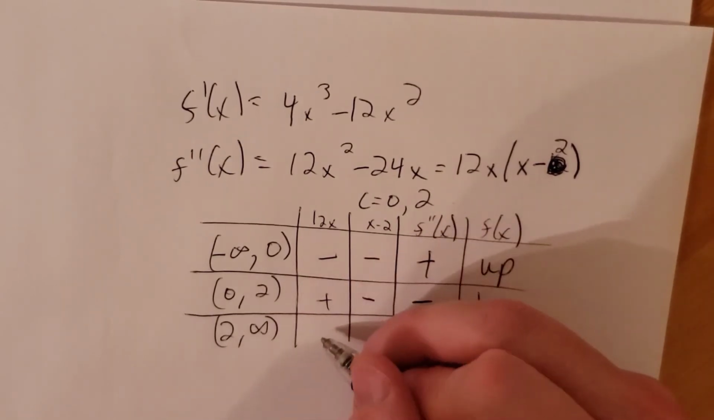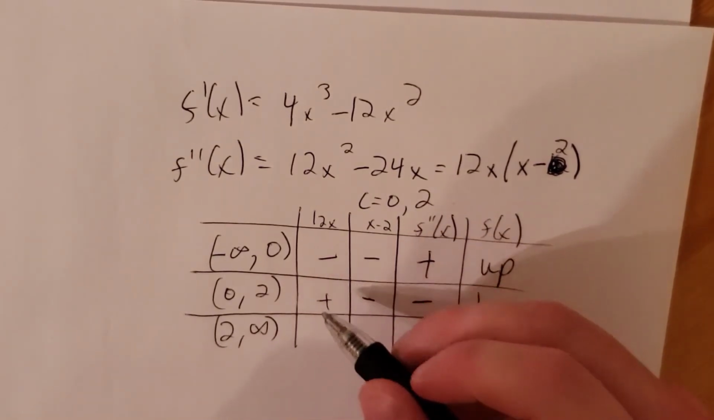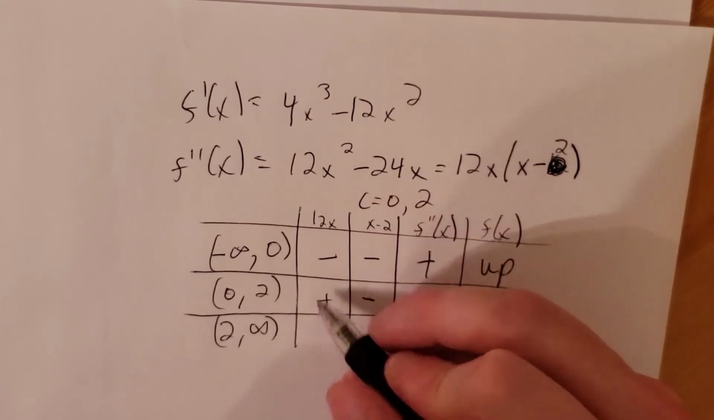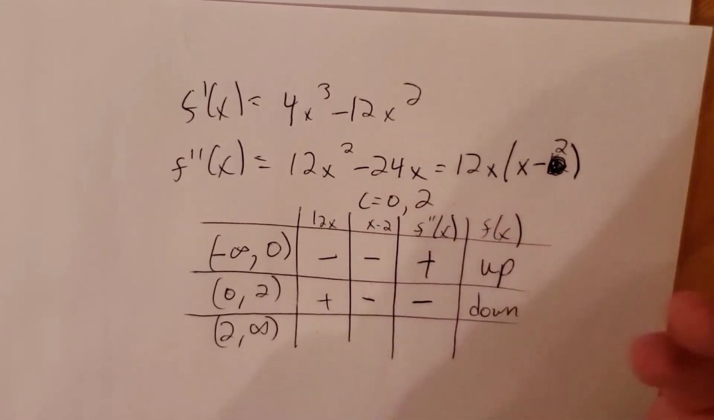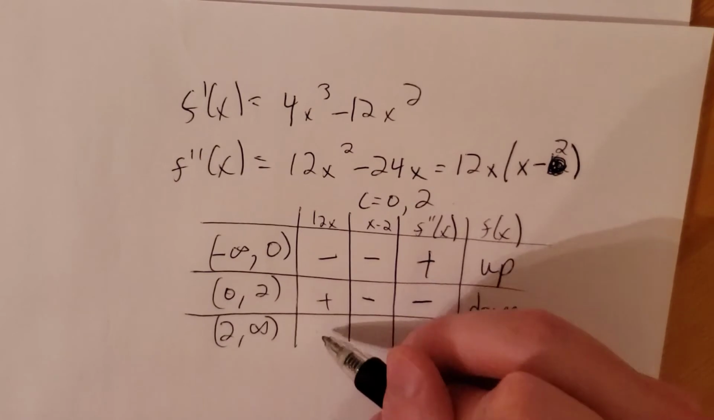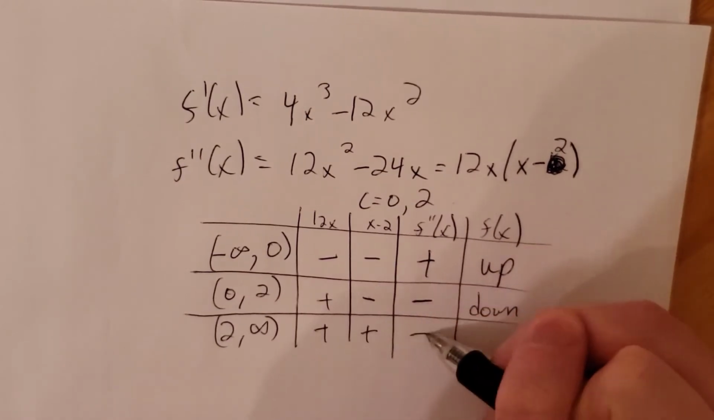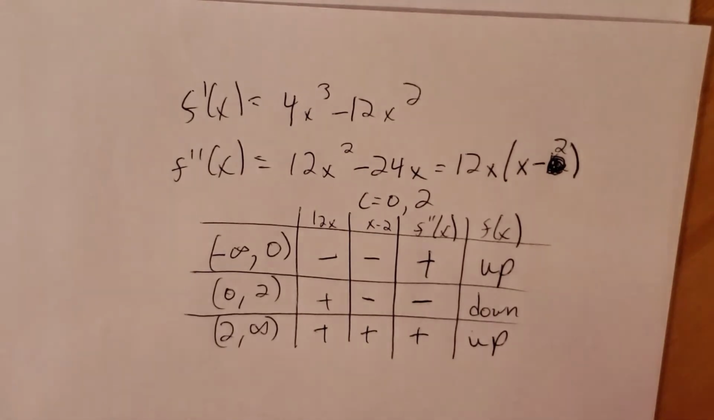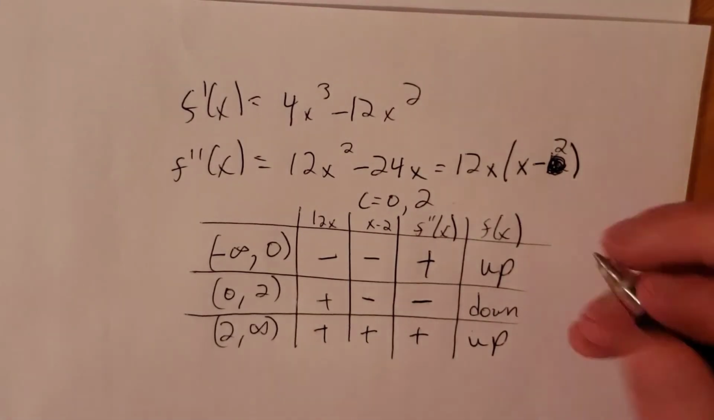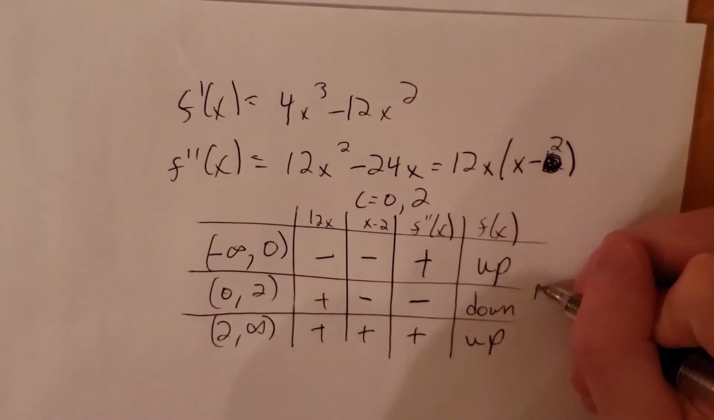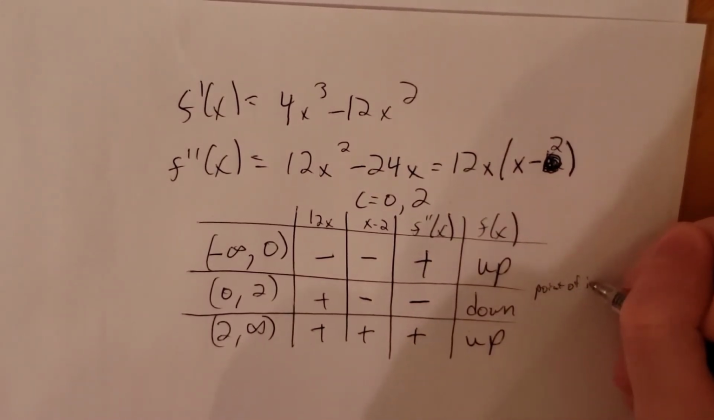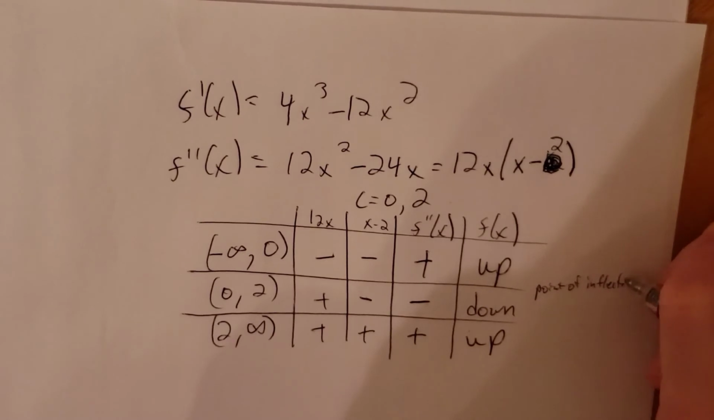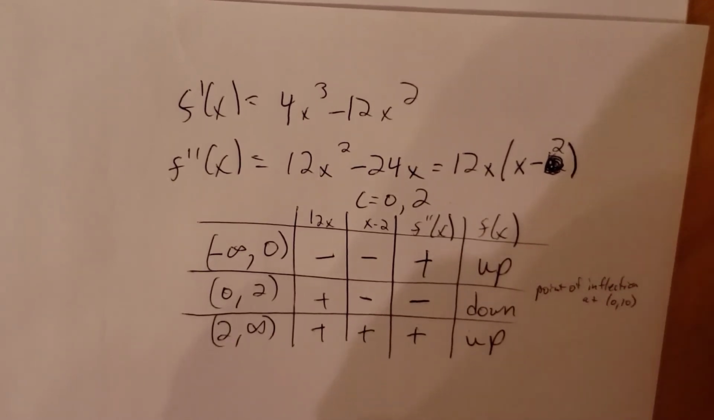And then plug in 3 or 5 or 10 or 100 billion, it doesn't matter. We get a positive, so the whole thing is positive. So this is concave up. Anytime we switch from concave up to down or down to up, we have a point of inflection. So we have a point of inflection at 0, 10.